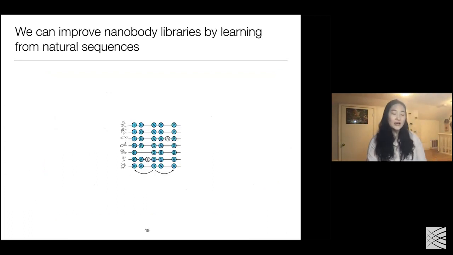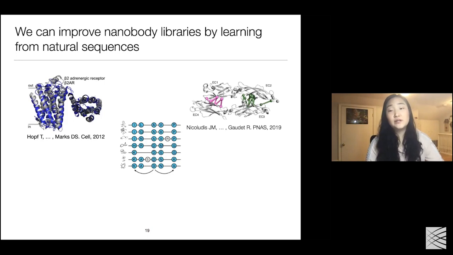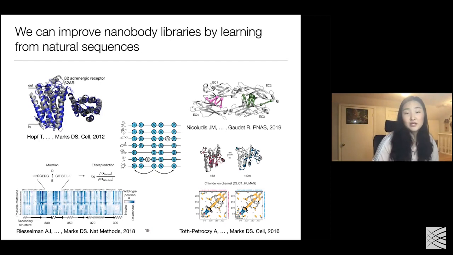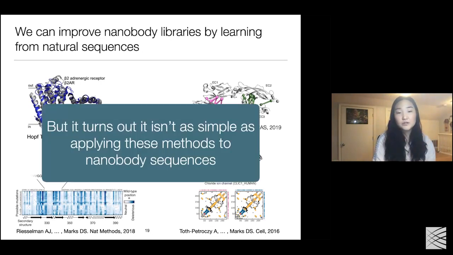Well, our lab and others have been highly successful in developing generative models of sequences from evolution and natural repertoires to learn sequence constraints of stability and fitness to predict structure, protein-protein interactions, disordered proteins and states, and the effects of mutations. So our first thought here, when thinking about the problem of nanobodies, was: can we just take some of these generative models that we have developed and apply them to nanobody sequences? Well, the short answer is it turns out it's not that simple.